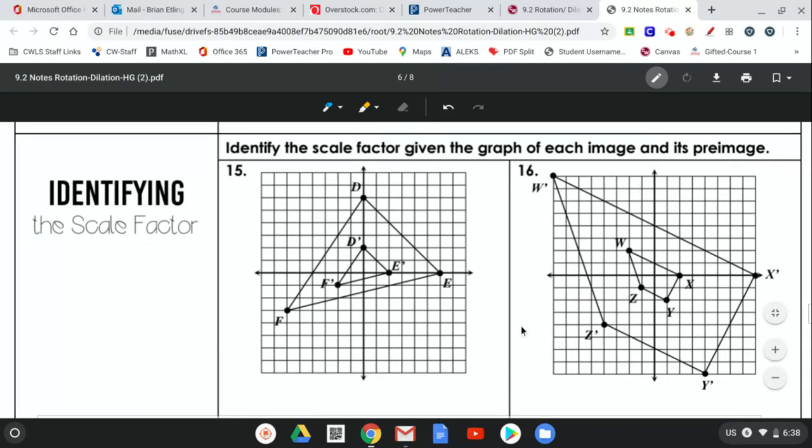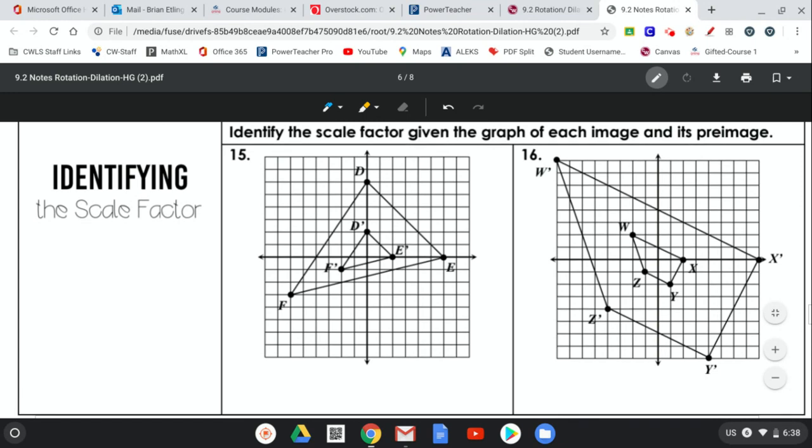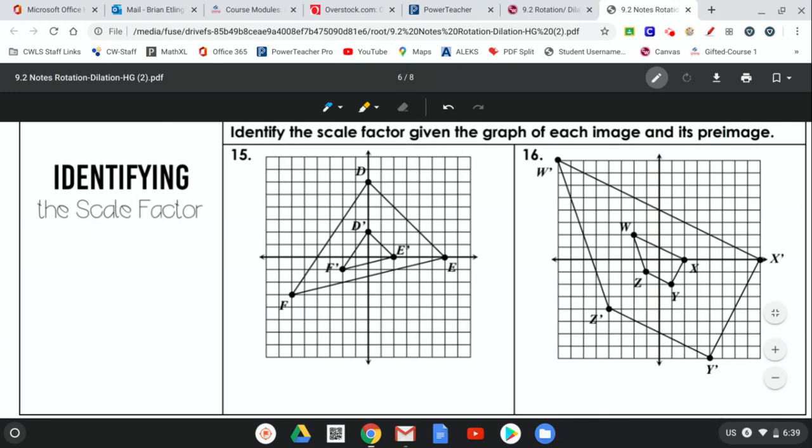Lastly, I want to talk about identifying the scale factor. So for 15 and 16, when you're identifying it, you want to make sure you find the coordinates of the image and the pre-image. If we're working on number 15, I'm just going to use D because D is on the y-axis, so that's going to be easy. It's going to have a 0 in it. So going from D to D prime: D, the coordinate is 0, 6, and then D prime is at 0, 2.